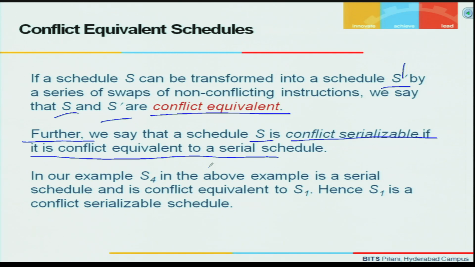The same thing has happened in the previous example. S1 was the concurrent schedule, and S4 is a conflict equivalent schedule for S1, and fortunately S4 is also a serial schedule. In our example, S4 is a serial schedule and is conflict equivalent to S1. Hence, S1 is a conflict serializable schedule. And if a concurrent schedule is serializable, then we can execute that schedule without any apprehensions to increase the throughput. At the same time, we will not have any problems as far as inconsistency is concerned.